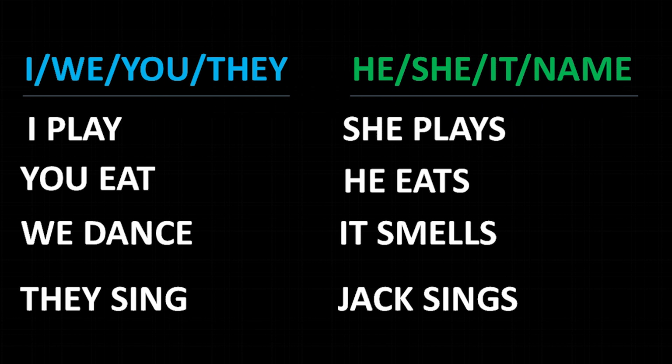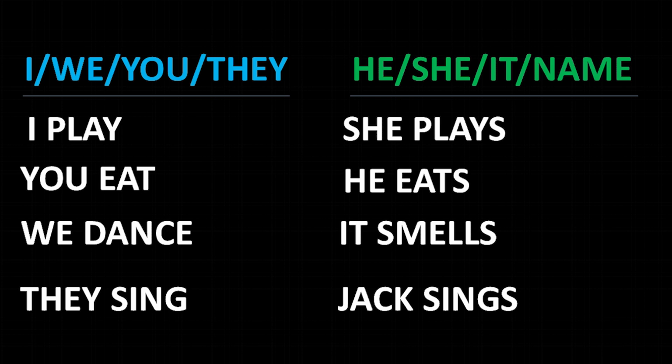So for I, we, you and they, it is: I play, you eat, we dance, they sing. But with he, she, it or any singular name, it is: she plays, he eats, it smells, Jack sings. So remember, always use s at the end of the verb when the subject is third person singular, that is he, she, it or any singular name.